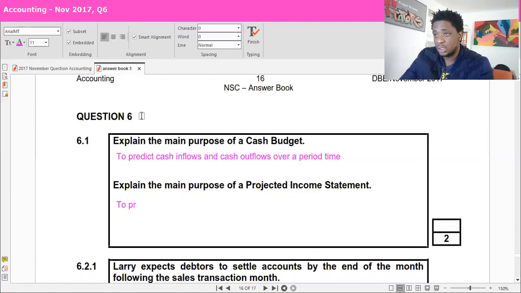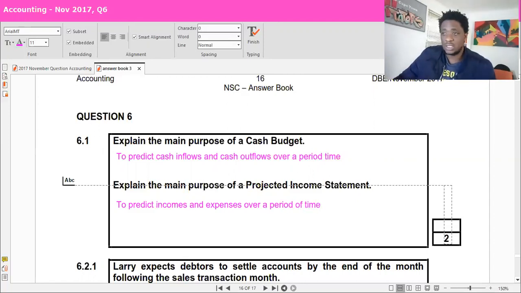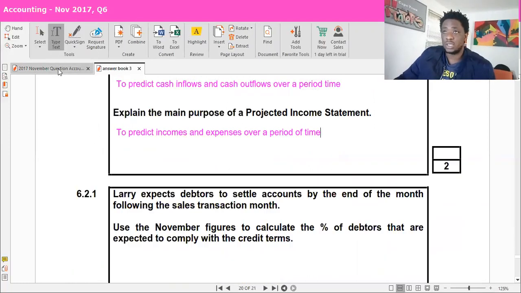Oh, sorry, it is not to predict cash. It is to predict profit, or rather, let me say it is to predict incomes and expenses over a period of time. So that one is easy, straightforward. And then let's move into the next question.